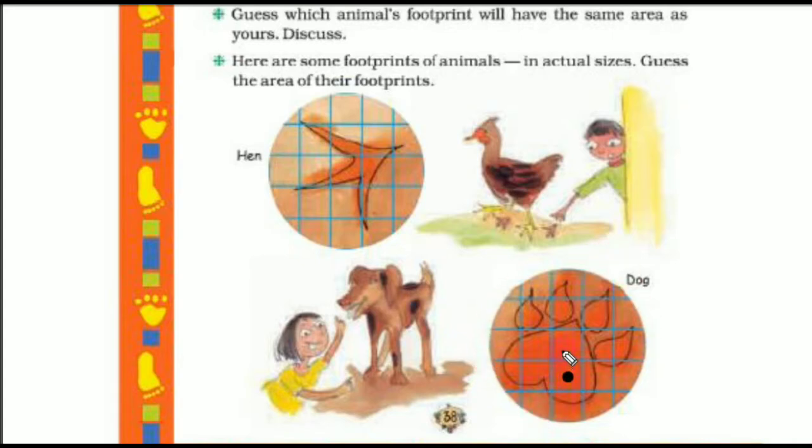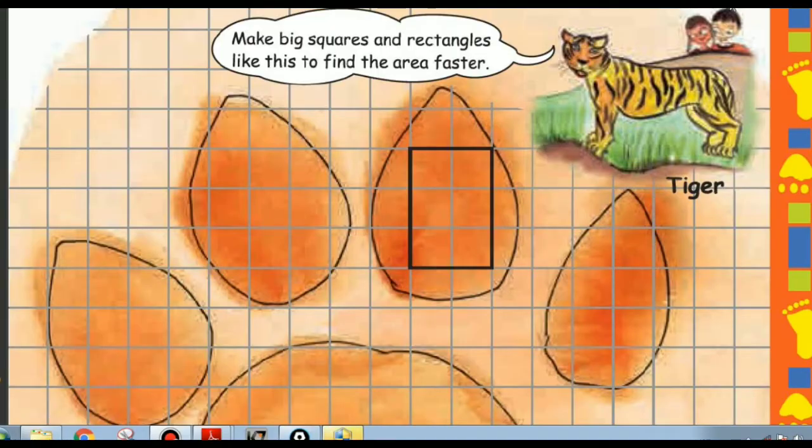Here 1, 2, 3, 4, 5, 6, 7, this 8, and if we add this, 9, half of 9 means 9 and a half. So the area of the dog's footprint is approximately 9 square centimeter. Let's move on to page number 39.